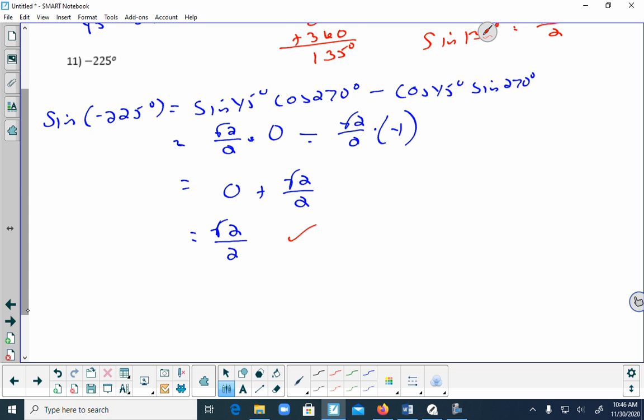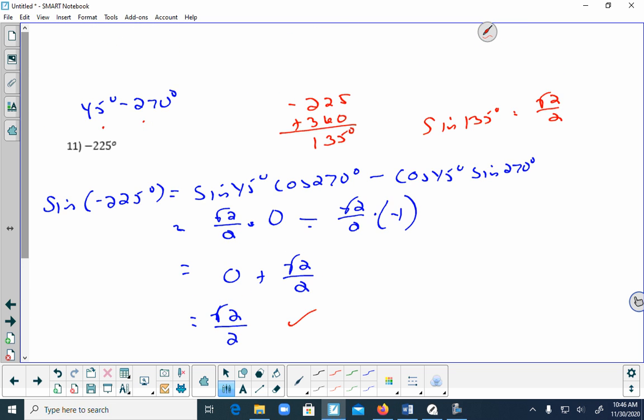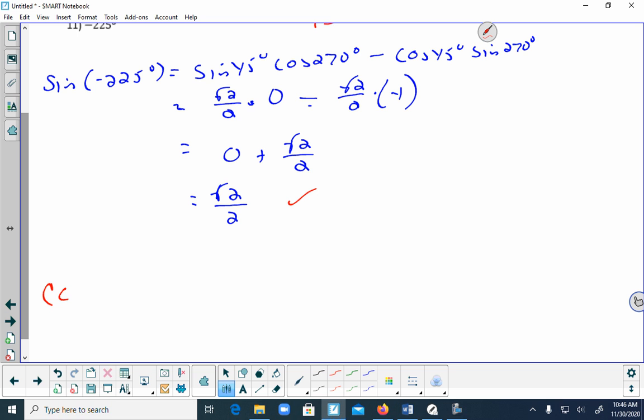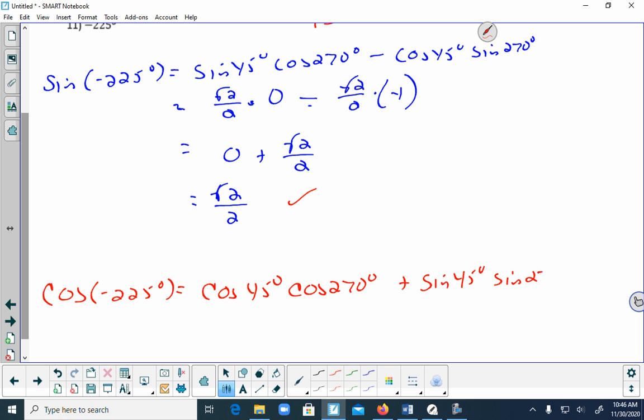But I'm going to go ahead and do the cosine so you can follow the work for the cosine too, using these two angles of 45 and 270. So the cosine of negative 225 degrees is equal to cosine of 45 degrees, cosine of 270 degrees, and now I'm going to switch that sign to a plus, and this will be sine 45, sine 270.